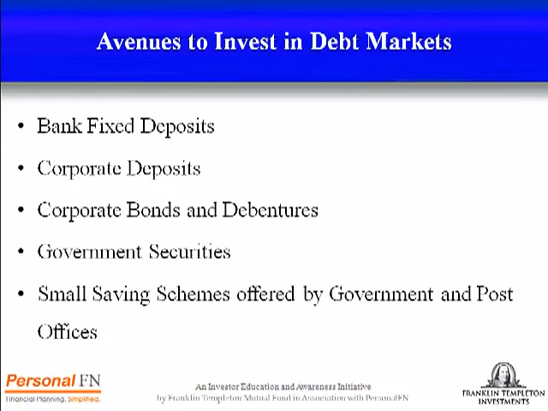Government securities include all bonds, T-bills, and instruments issued by the central government as well as the state government. These securities are normally referred to as gilt-edged, as repayment of principal as well as interest are totally secured by sovereign guarantee. Small savings offered by government and post offices.